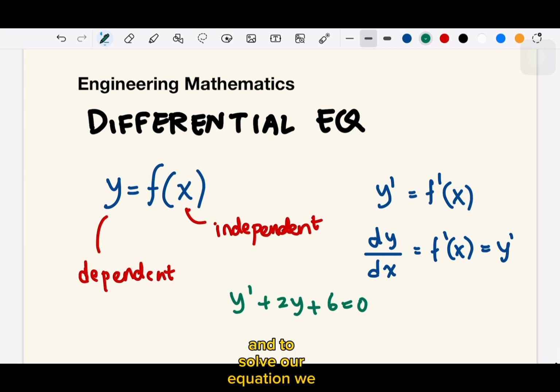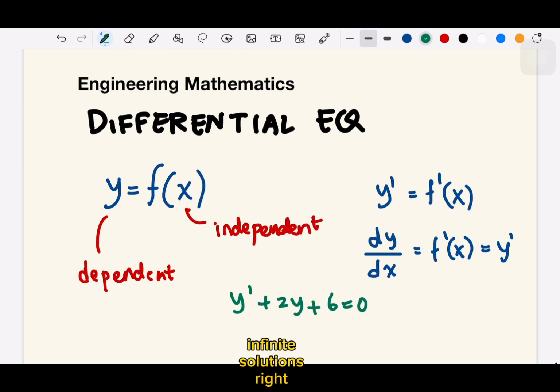And to solve our equation, we need to find what y is. And that will be the solution. Sometimes the solution is not only a single solution, perhaps it has a family of solutions, because remember, if you have a derivative and you want to get back to the original, you need to integrate, right? When you integrate, you add a constant, because the derivative of a constant is 0. So you have plus c.